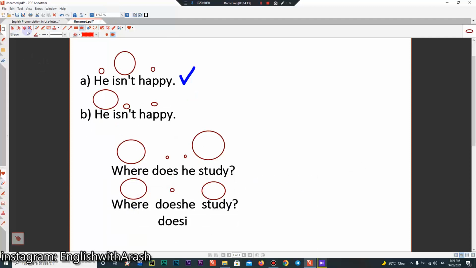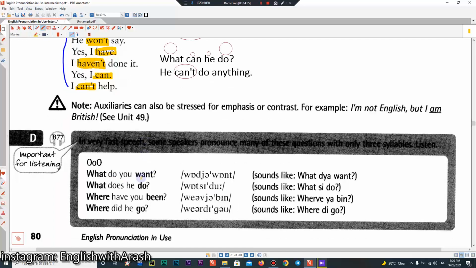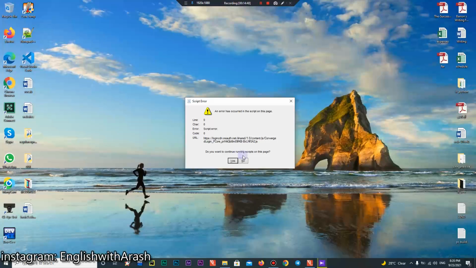So I'll read the first one. Where does he study? Now I'll read the second one. Where does he study? So, yes. We are trying to make it even faster, kind of blend the two unstressed parts. And here you see more examples. Look at here. Instead of saying "what do you want", we say "what'd you want". Kind of mix them. Let's listen and see how that pronounces it.